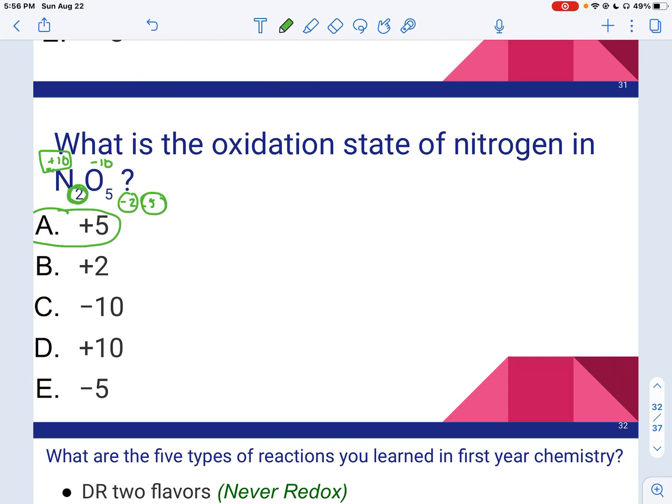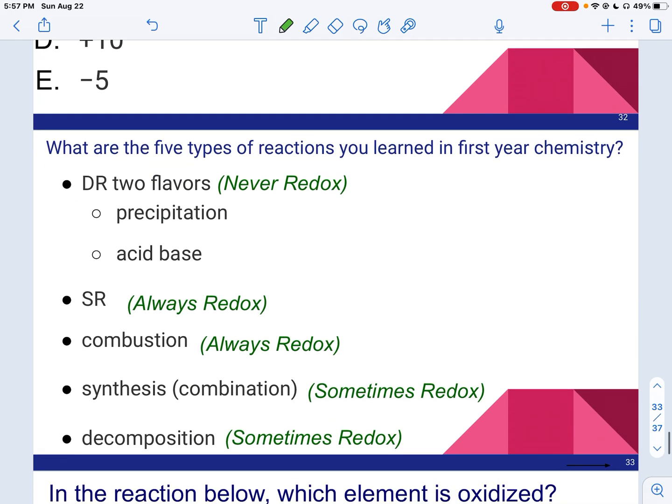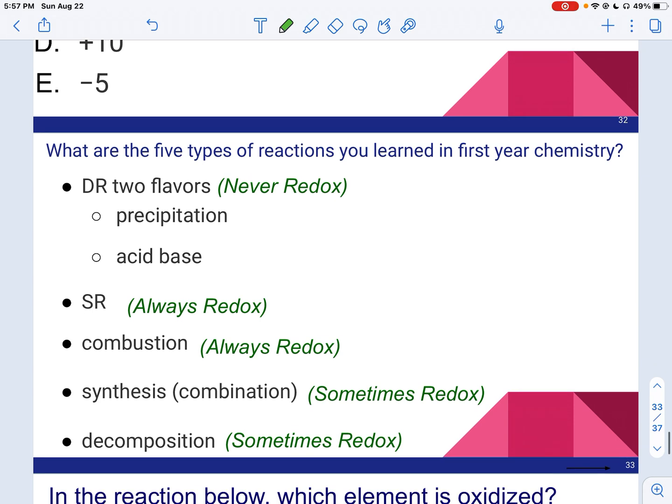Okay, so that's a little bit of information on oxidation states. There will be an opportunity for you to practice more in class if you want to, if it's something new to you. So now let's go back to the types of reactions, and we'll be going back to redox in another lesson.